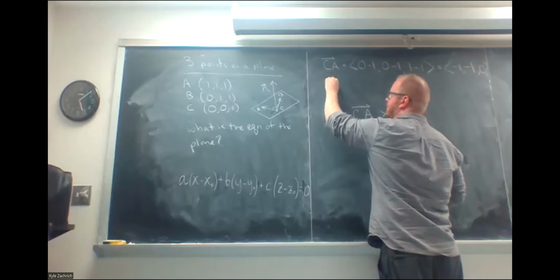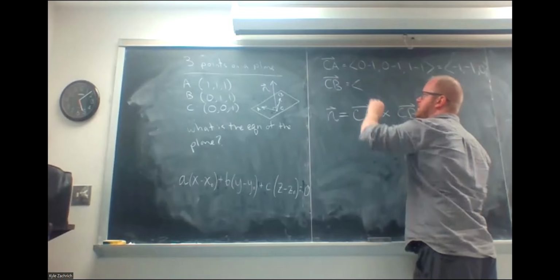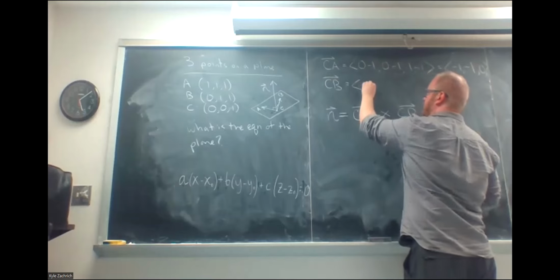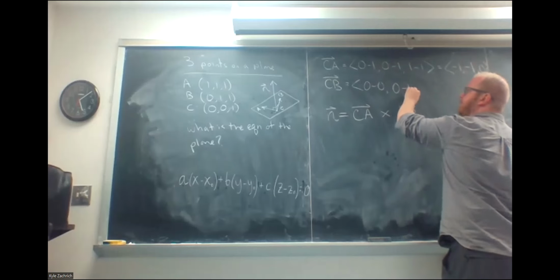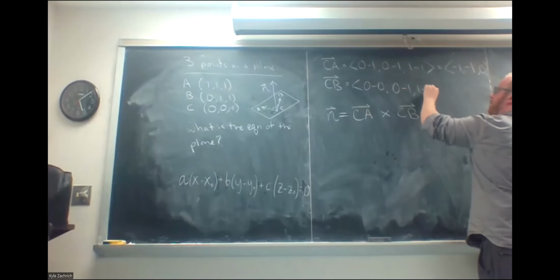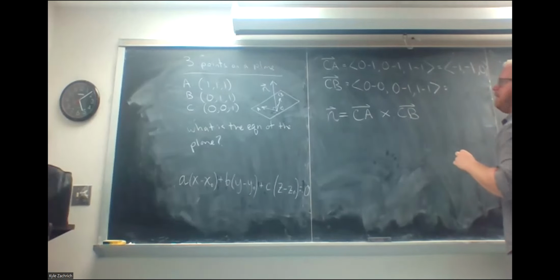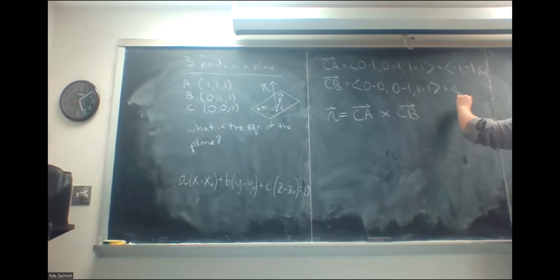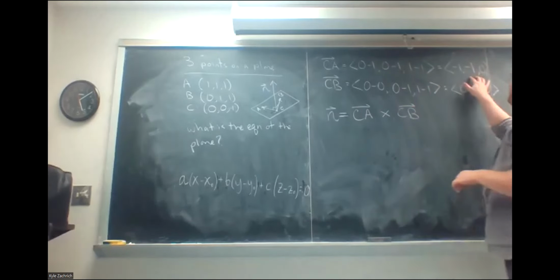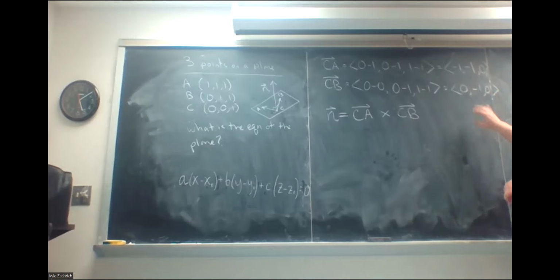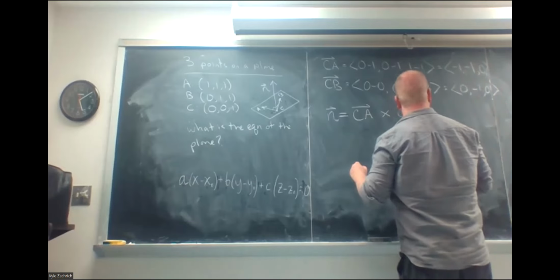And then CB, tip minus tail again, so 0 minus 0, 0 minus 1, and 1 minus 1. So that vector is going to be 0, -1, 0. The normal vector will be the cross product of those two. So you can throw these into GeoGebra and say cross of these two. We'll just do it really quickly here.